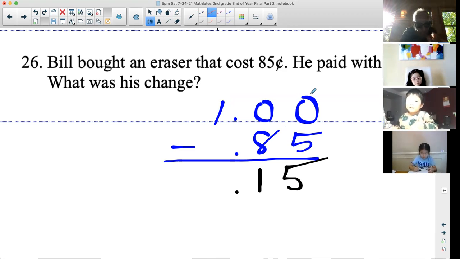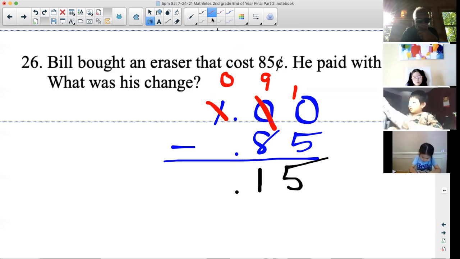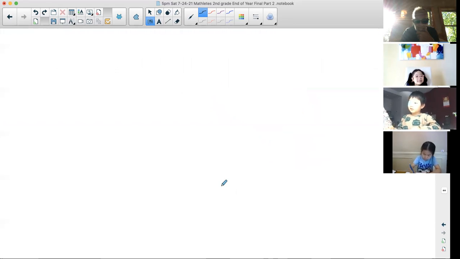And excellent job, because 0 is too small for 5, make it a 10. Borrow from the 0, make it a 9, but it's not a 10. So we have to borrow from the 1 to make it a 0, and we get 9 minus 8 is 1, 10 minus 5 is 5, and therefore the change is 15 cents. Very, very nice.